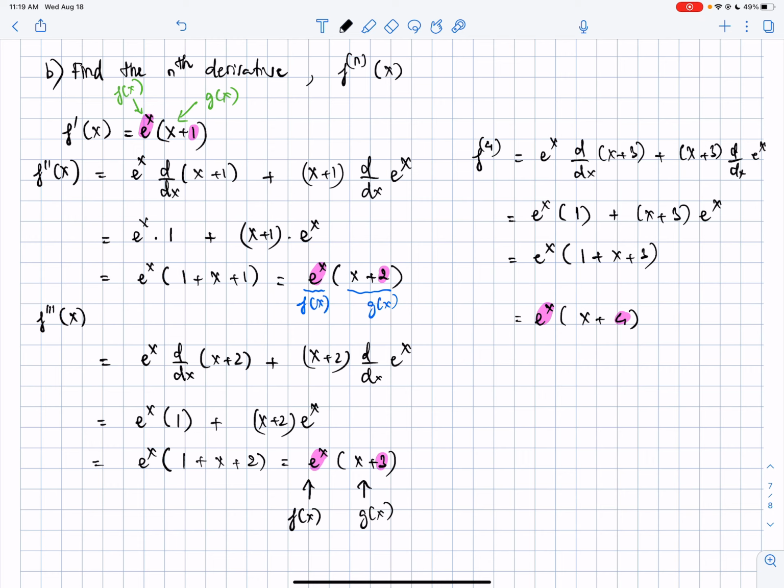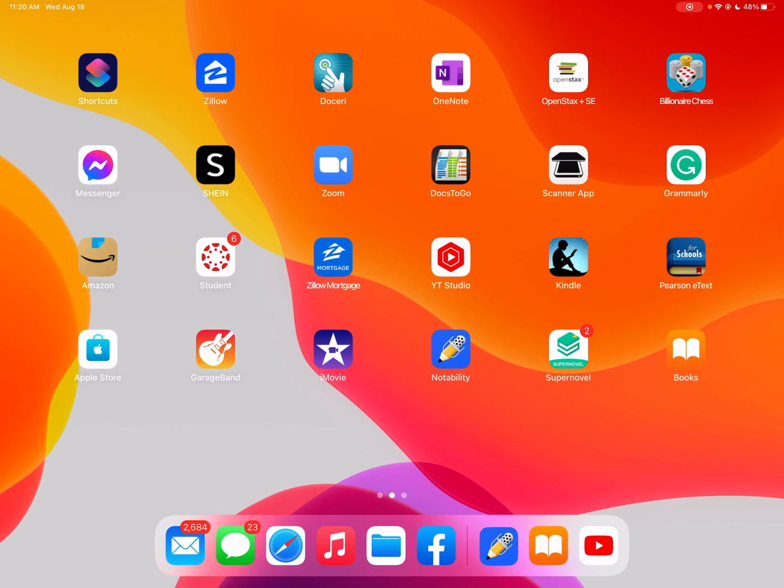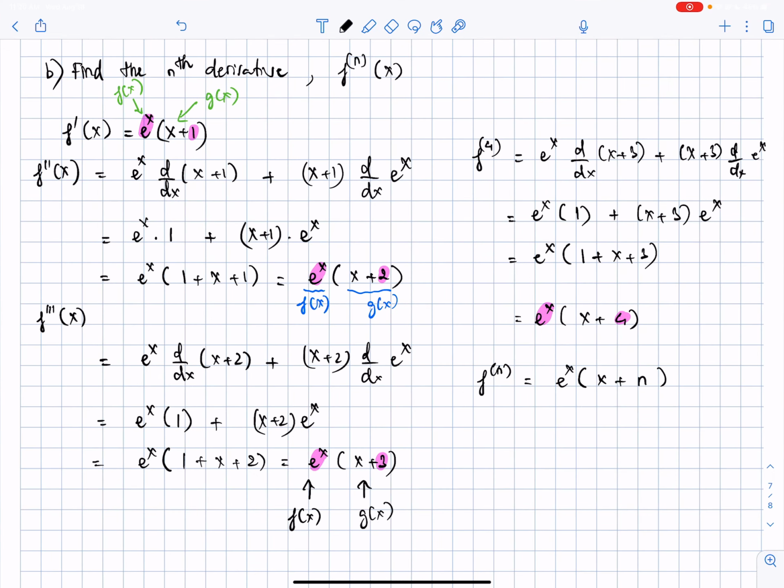So by following this logic, the answer for the nth derivative will be e to the x times x plus n. So n will be 5 if we want to take the fifth derivative. And if we want to take the sixth derivative, n right here will be 6, okay?